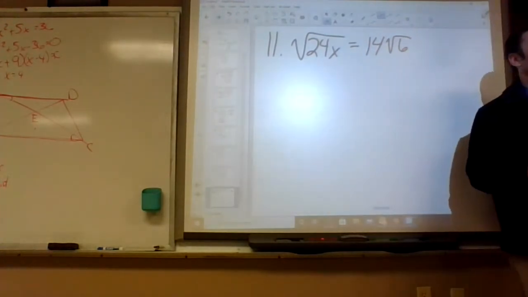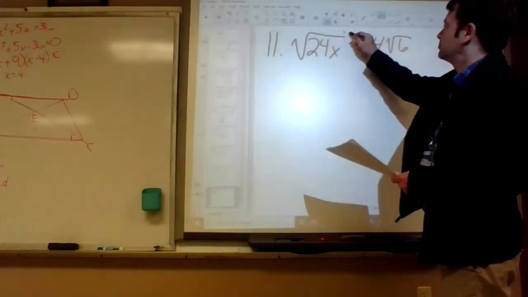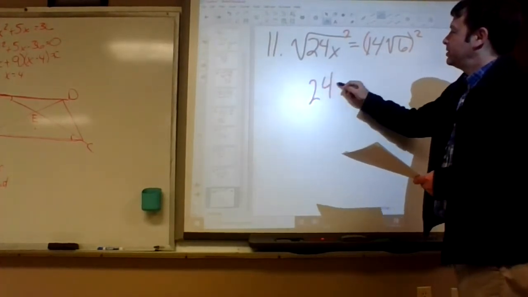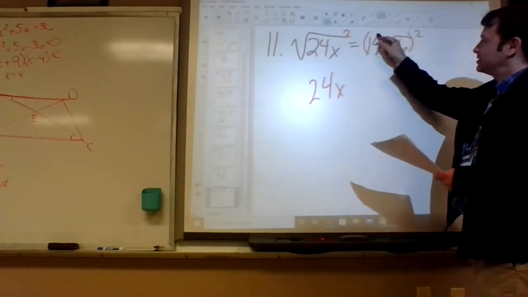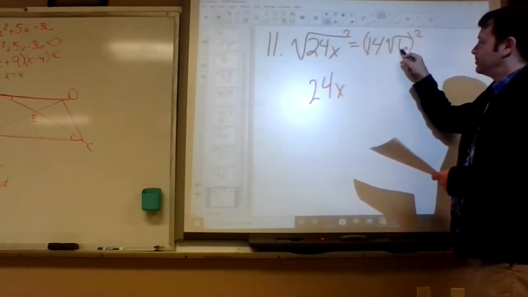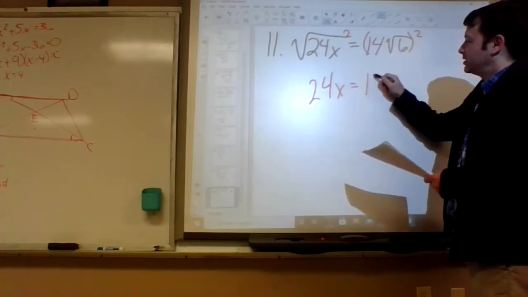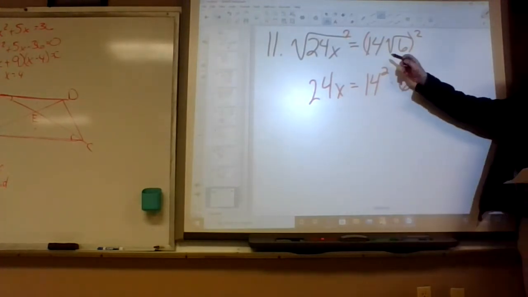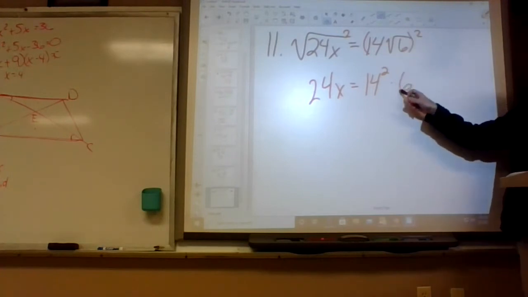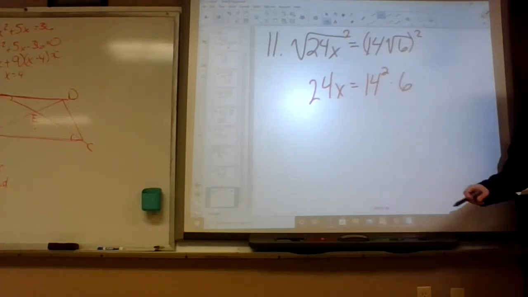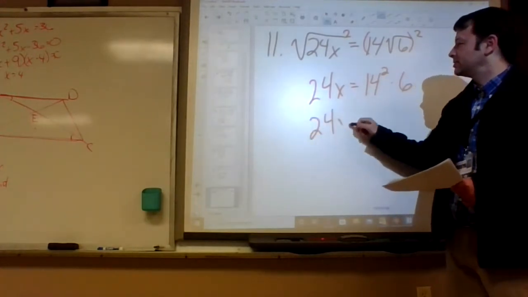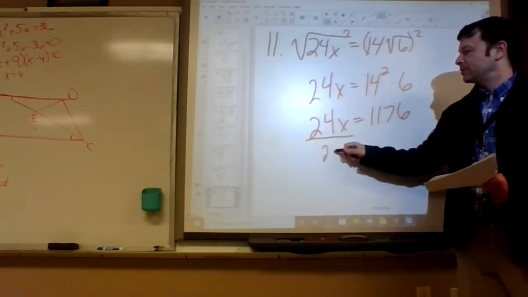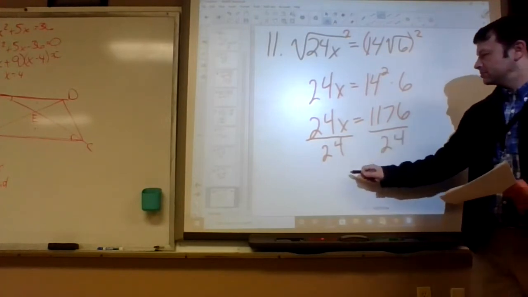And so, you square everything, but when you square 14 square root of 6, you gotta put everything in parentheses, then you square it, because it's a square root. Your calculator can do this, but basically it's 14 squared times 6. Not 14 times 6, it's 14 squared, and then those cancel out, times 6. 1176. And you divide by 24. 49.